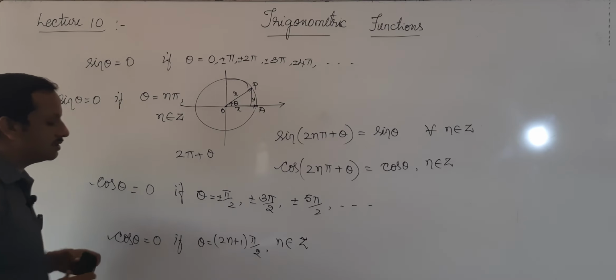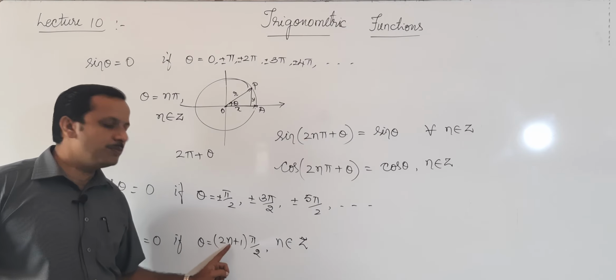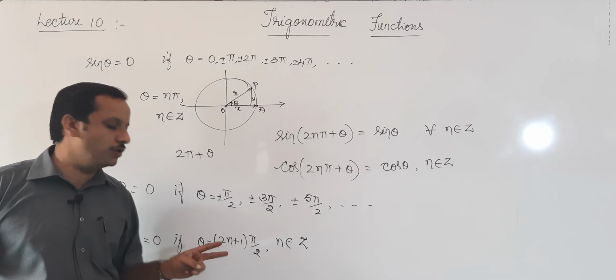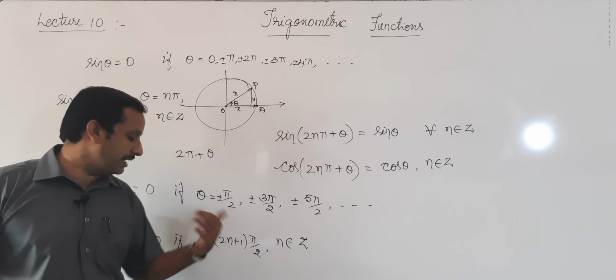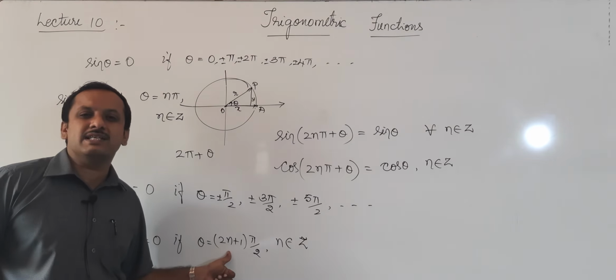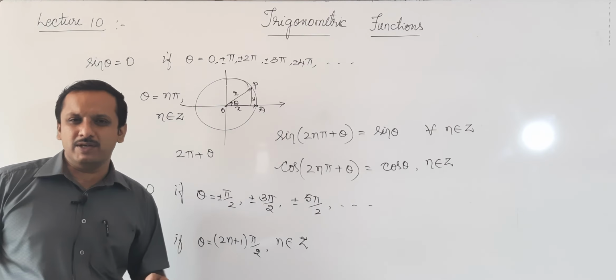If I put n as 0, I will get theta equal to pi by 2. If I put n as 1, 2 plus 1, I get 3 pi by 2. Put n equal to 2, 5 pi by 2. Put n equal to 3, 7 pi by 2. If I put n as minus 1, I am getting minus pi by 2. Put n equal to minus 2, I will get minus 3 pi by 2, etc.